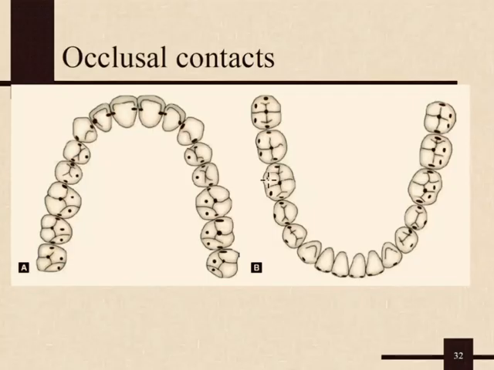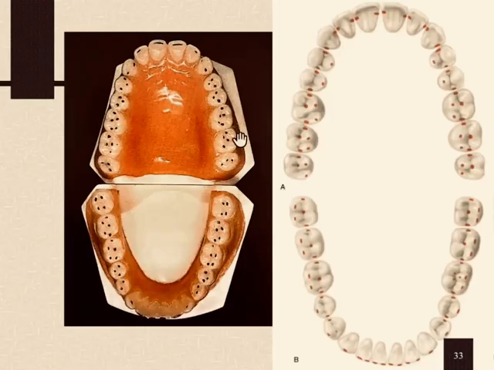This is given to you here. This is when you put the articulating paper that you have already learned about in between the maxilla and the mandible, you will have these 138 occlusal stops, okay, which are here.